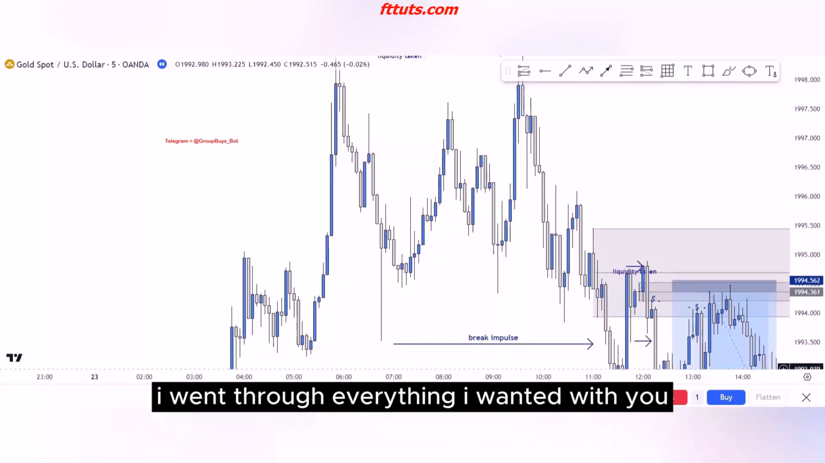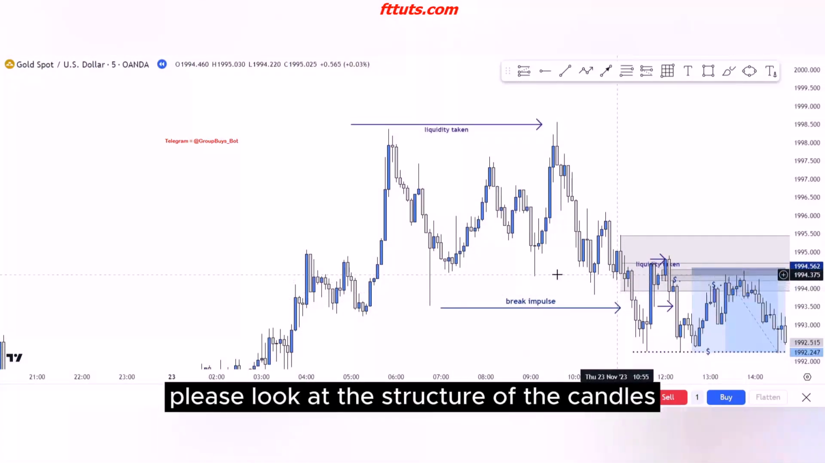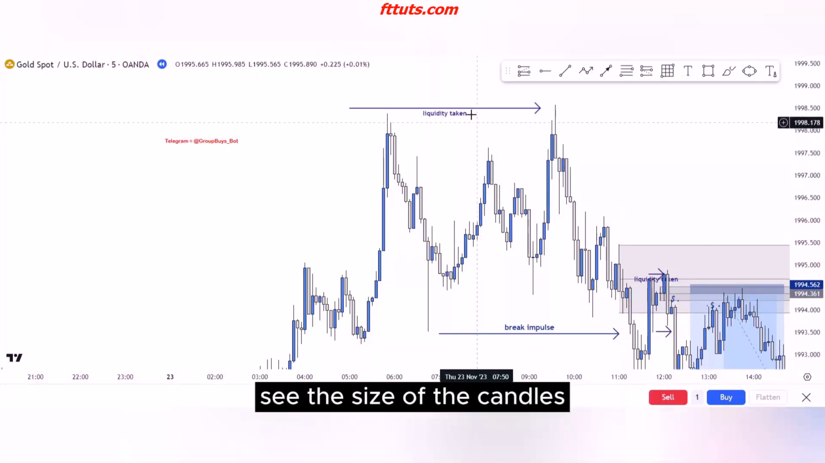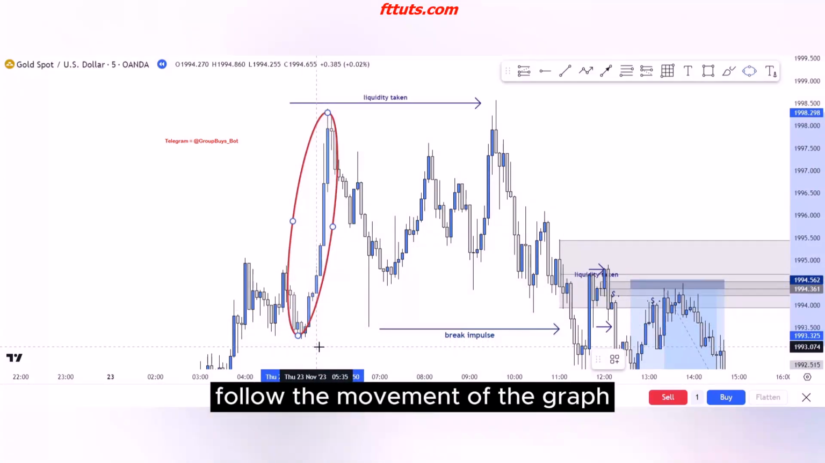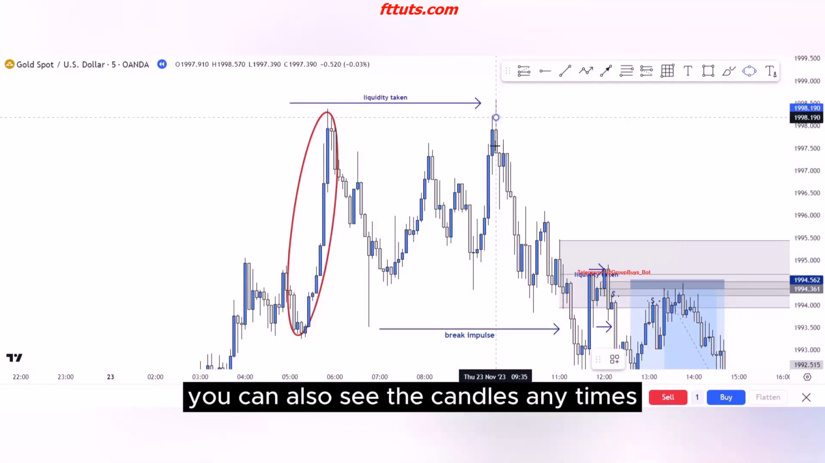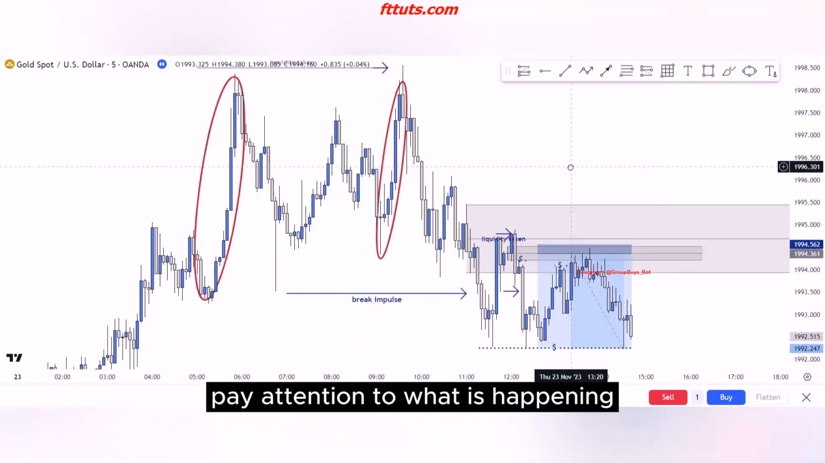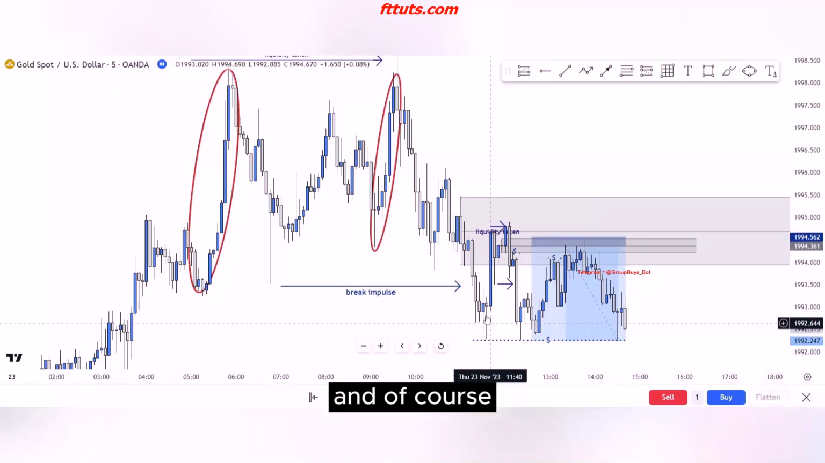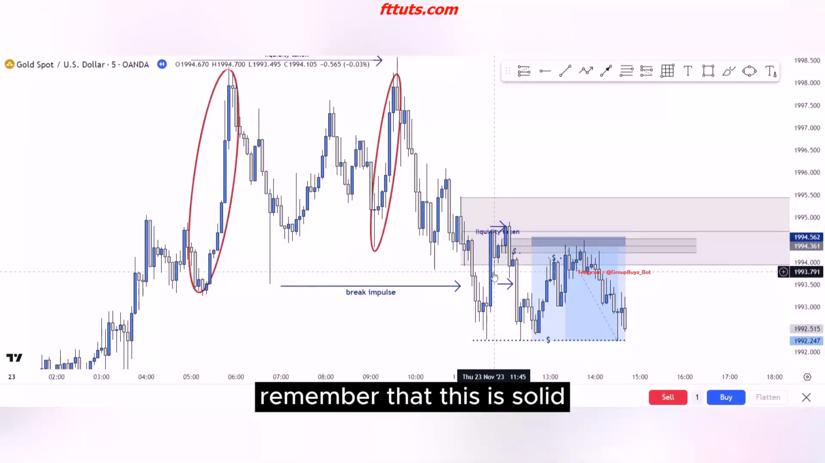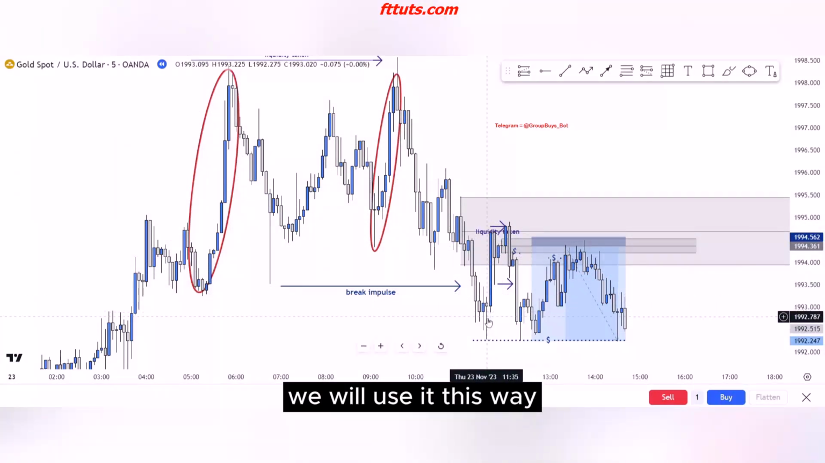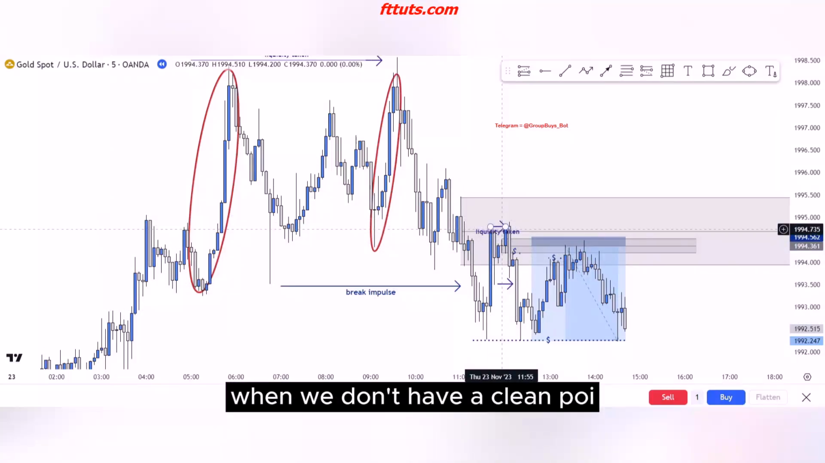I went through everything I wanted with you. Please look at the structure of the candles, see the size of the candles, follow the movement of the graph. You can also see the candles anytime, even in the lower time frame. Pay attention to what is happening, and of course remember the doji candle. Remember that this is solid. We will use it this way when we don't have a clean POI.